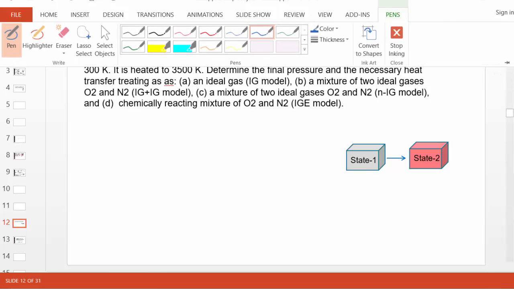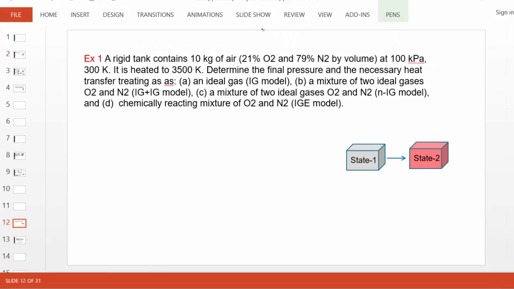Hello and welcome. In this problem, we are going to illustrate the use of several test steps using different models: the IG model, the binary mixture IG plus IG model, and the NIG model where we can treat a general mixture, and finally the IGE model where we allow reactions to occur. It may sound very complicated, but let's get started.